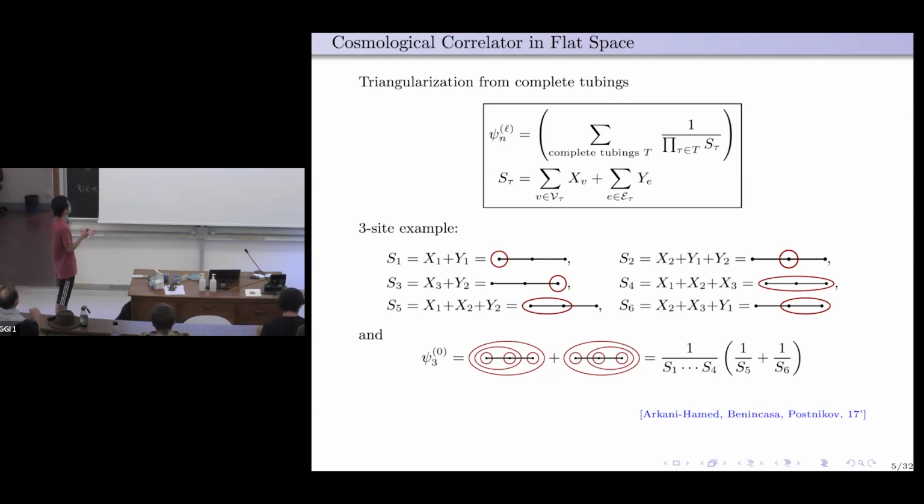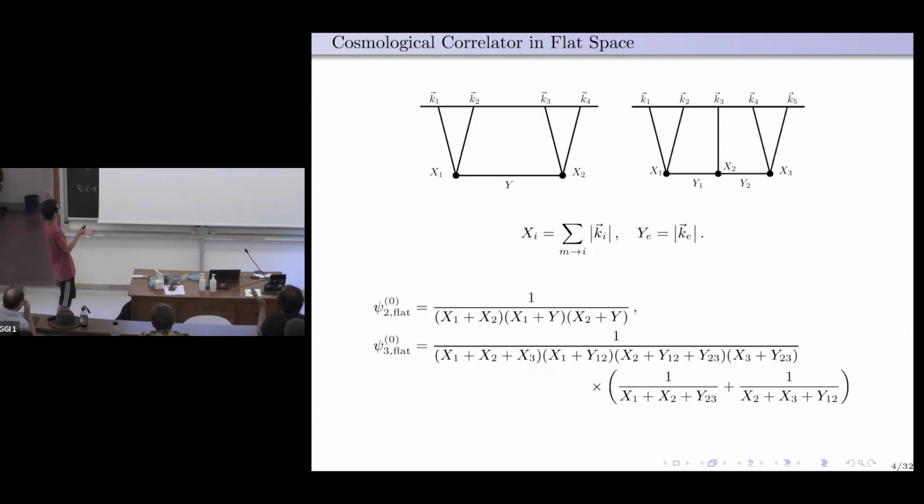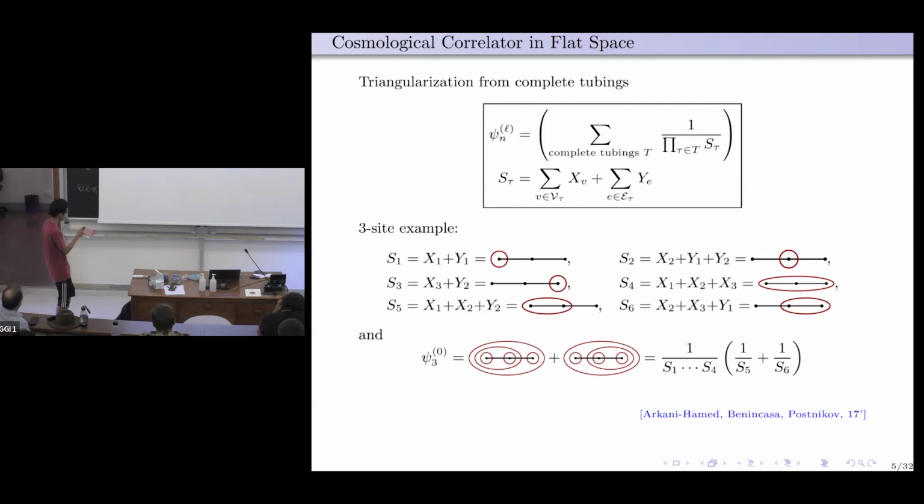Each pole in the rational function corresponds to a circle, a tube, circling around continuous subsections of the whole graph. Note that here I have neglected all the upper boundaries and only focus on the interaction part for convenience. Each pole corresponding to such a tube equals the sum of all the external energies going in and the energies on the propagators going through this tube. So for this three-site diagram, there are six possible poles, or possible tubes.